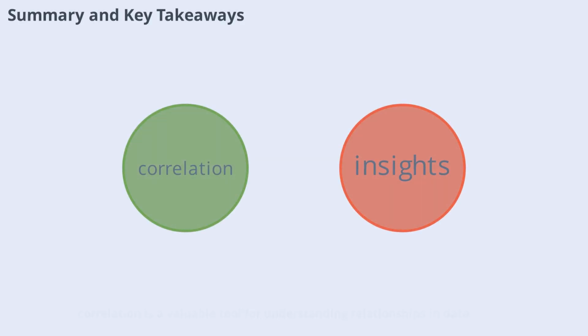Wrap-up: correlation is a valuable tool for understanding relationships in data. It helps you spot patterns, make predictions, and inform decisions across many fields. But remember, correlation doesn't prove causation, and it's important to use it alongside other methods for the best results. By mastering correlation, you'll be better equipped to interpret data and uncover meaningful insights in any area you explore.